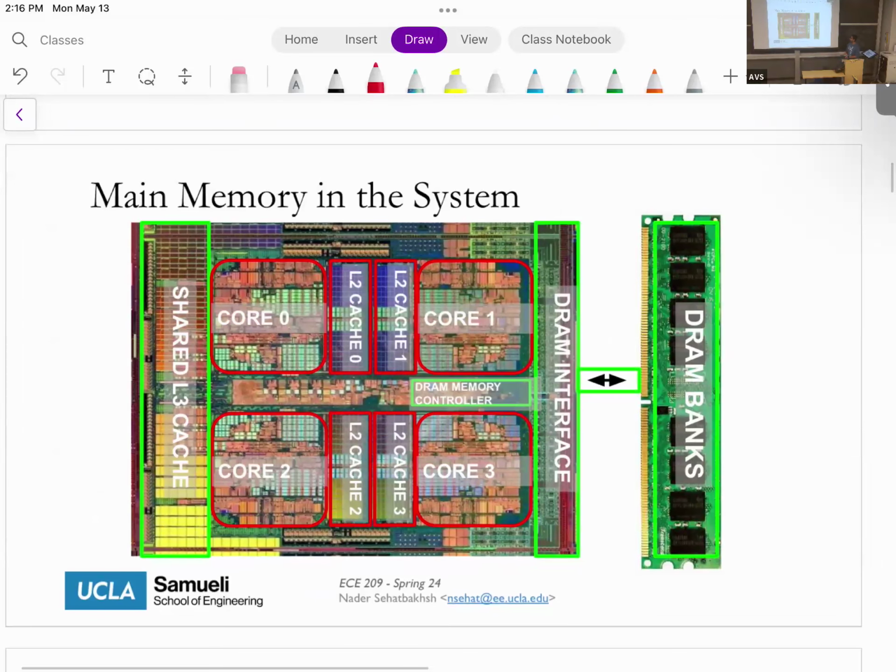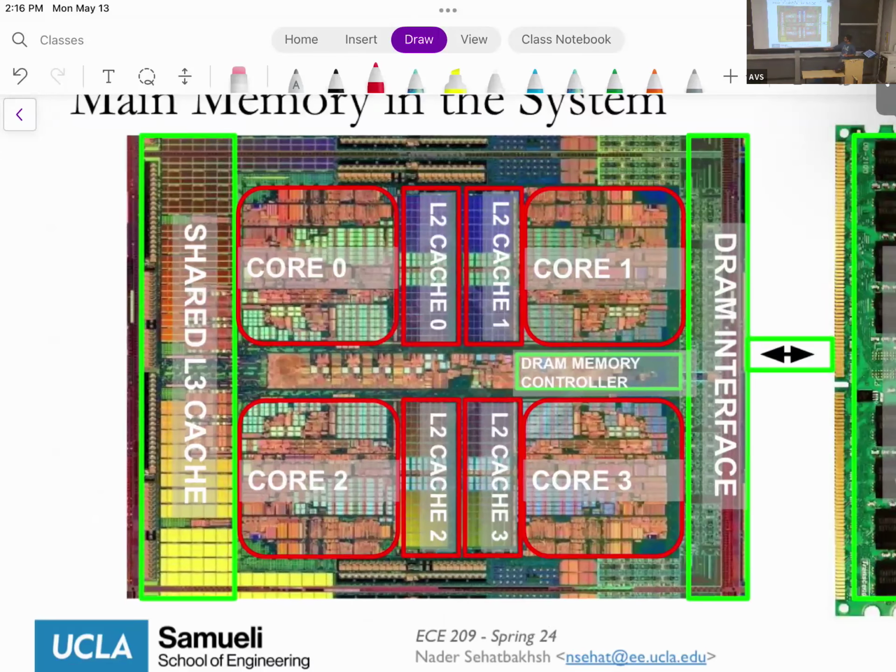So what is a main memory and how is it structured? If you look at a real system, I think this is an Intel Xeon core. This is the main die, the CPU die. And the CPU die usually has multiple cores. In this case, this is a quad core. There are 4 distinct cores in this system.